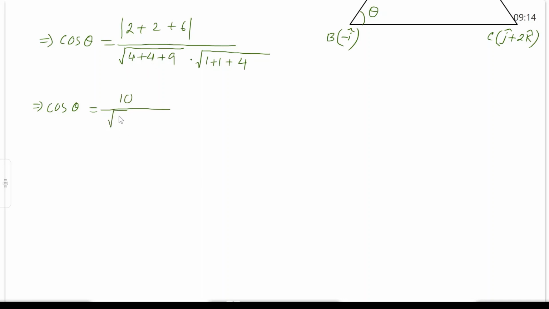So it is root over 17 into 4 plus 1 plus 1 is root 6. And so this implies theta will be equal to cos inverse of, it is not a standard angle, so it is just 10 divided by, you can write under a single radical sign, 102. So this is the answer for the question. Okay, so we take the next question.